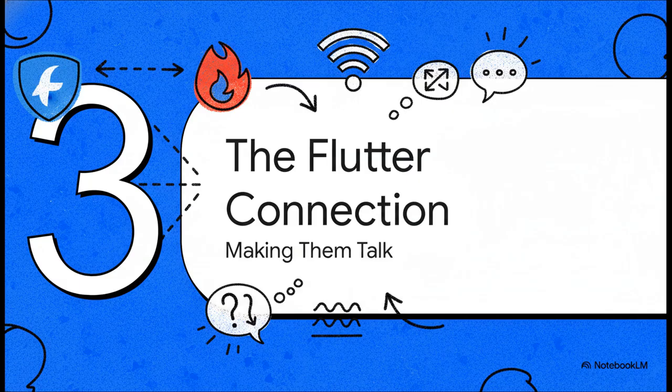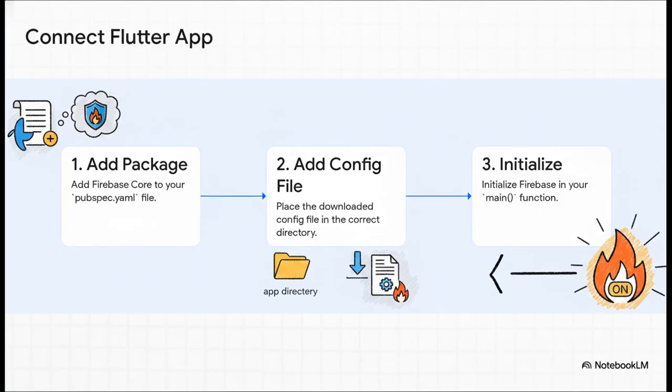All right, so we have our Flutter app over here and our Firebase project over there. Right now, they're like two strangers at a party standing on opposite sides of the room. Our job is to go over, make the introduction, and get them talking to each other. So now we jump back into our Flutter project code for the final three steps. First up, we need to add the Firebase core package to our pubspec.yaml file. This basically tells our app, hey, get ready, we're going to be using Firebase.